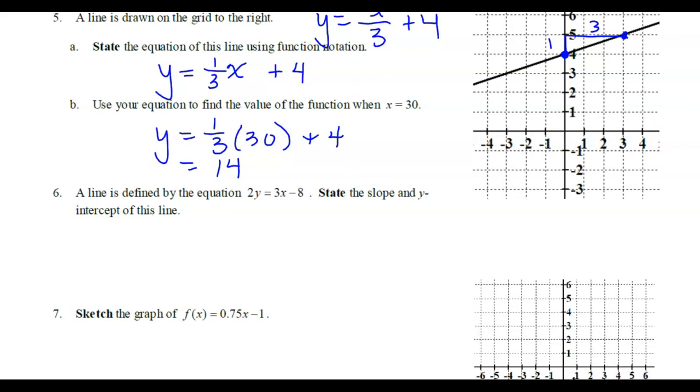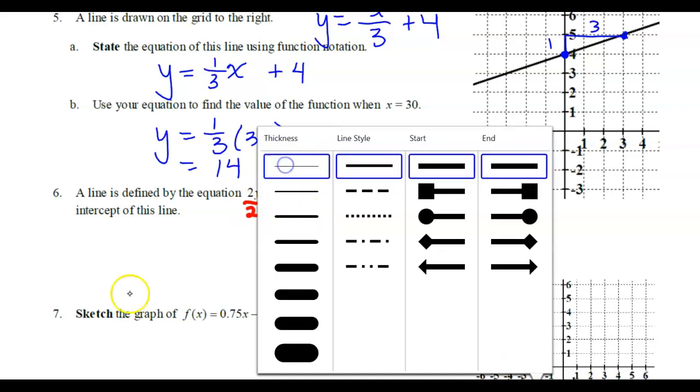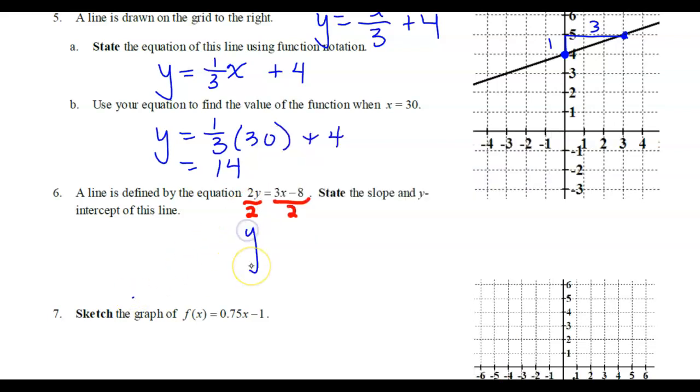Take a look at the next equation. It's not y equals, it's 2y equals. So if we want to get the slope and the y-intercept, we have to get it to be y equals. Just like solving any equation, divide both sides by 2. So now we'll have y equals 3 over 2x minus 4. Do that separately from this to be in slope-intercept form.